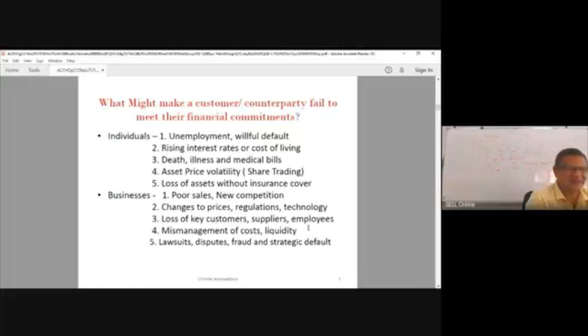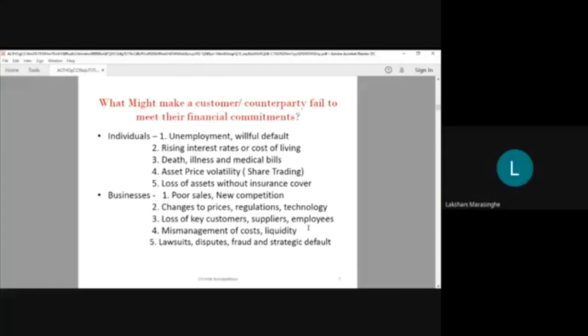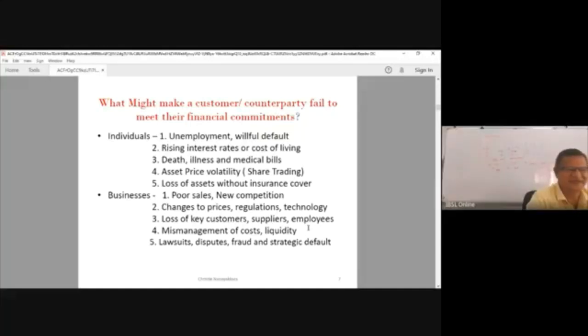Businesses: poor sales. If your product is not moving, and your competitors have taken the market, meaning you have no profits to pay. Change of prices, regulation, technology. Say we have a regulation, there are import restrictions in the country. We have a lot of vehicle dealers. Prices of vehicles have gone up, so if they have a large existing stock, they can still sell and make money. But regulations are such that they can't do new imports. What happens? The business interruption has occurred.